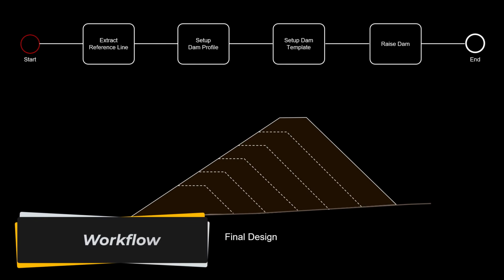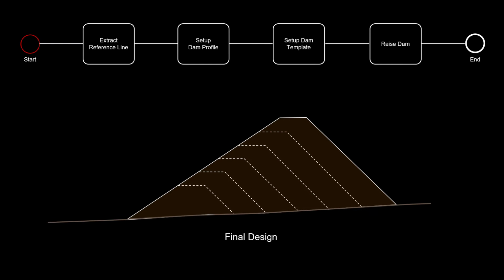In order to apply this, it's a fairly simple process, four steps. The first one is to extract a reference line. We'll see what it consists of. Then you set up a dam profile with all the geometric characteristics of your dam. And then you assign it to a specific reference line, which we did in the first stage. And then once you have that, you can raise your dam.